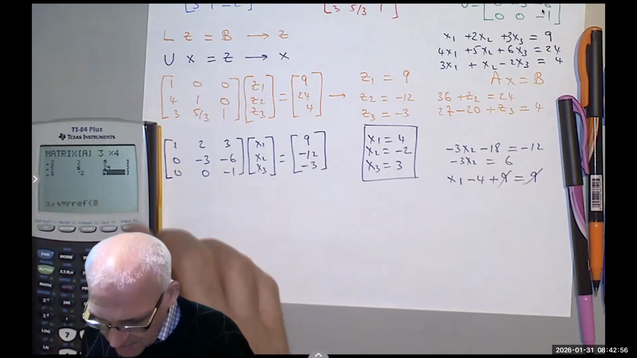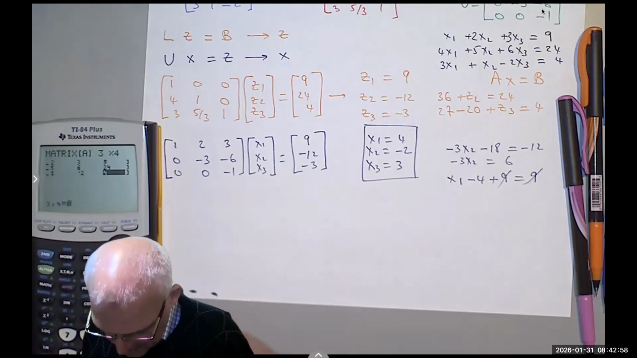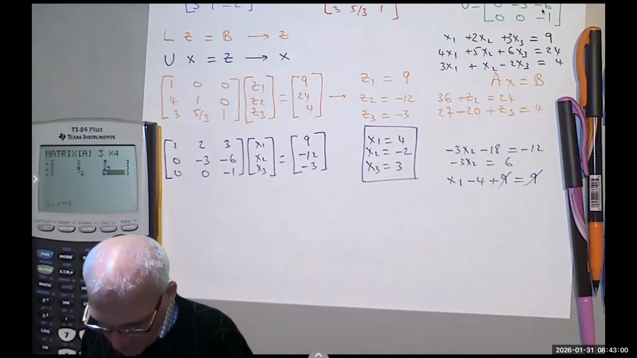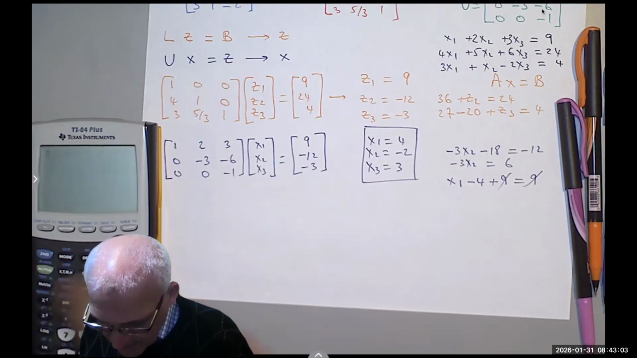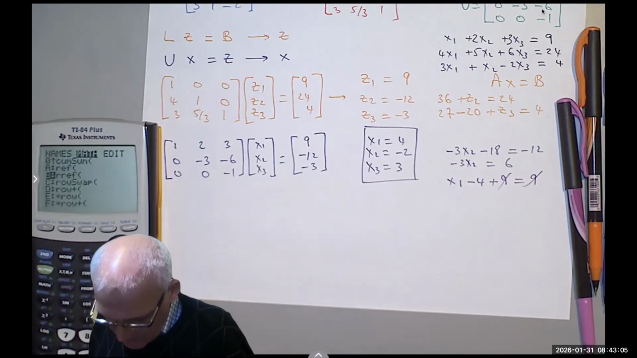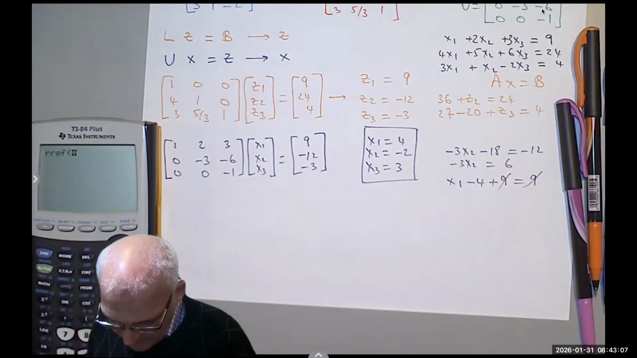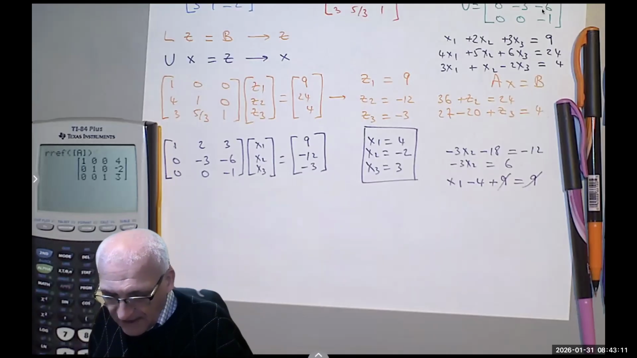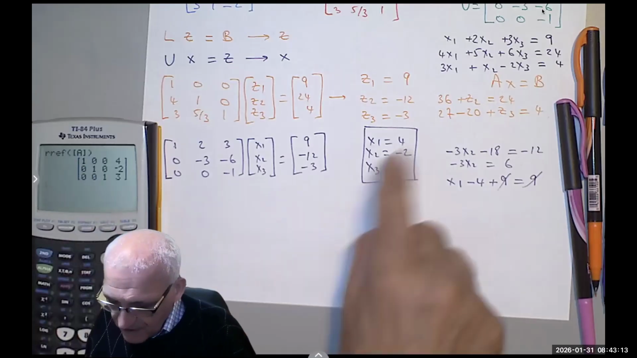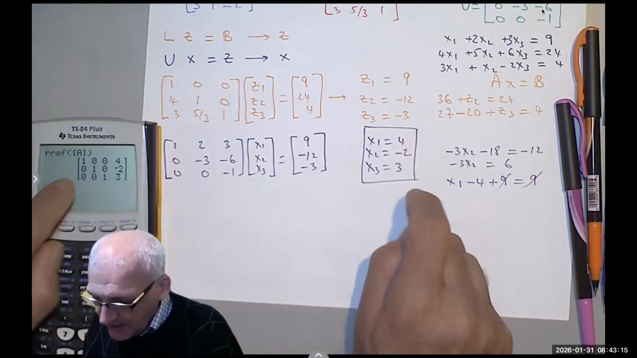Oops, I'm sorry. This is just clear 4. So let me go back to RREF of matrix A. And you can see that x1 is 4, x2 is negative 2, x3 is 3.